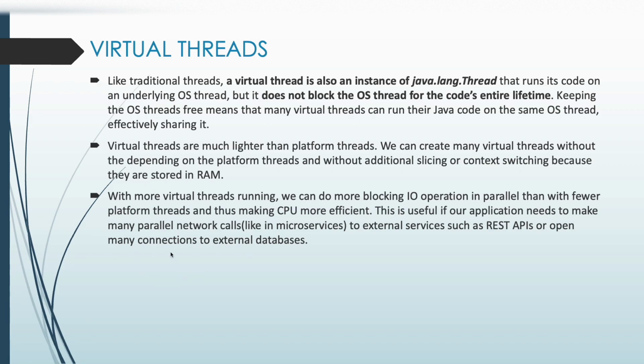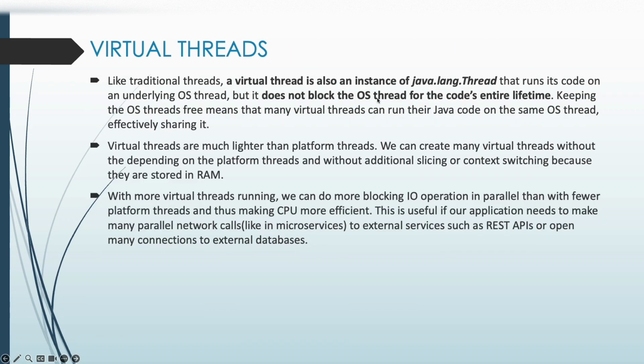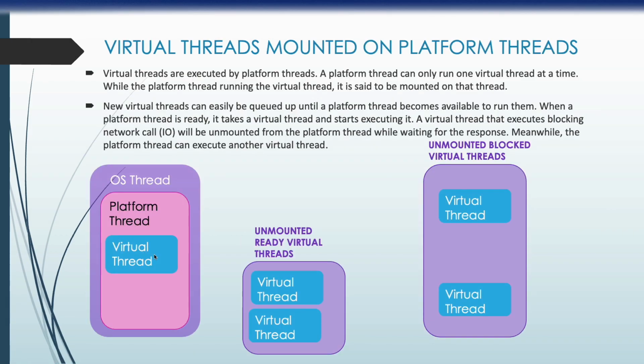Also, with virtual threads, we can call any number of blocking IO operations in parallel. How? These virtual threads are not blocking the OS threads. So we can call any number of blocking IO operations, which will make our CPU more efficient. Where will these virtual threads run? The virtual threads will be executed by the platform threads, but the virtual threads will not block the OS thread. Only one virtual thread can be mounted on the platform thread at a given time.